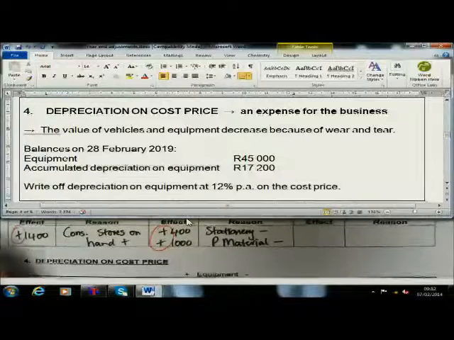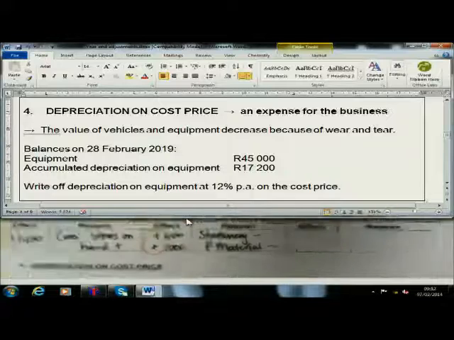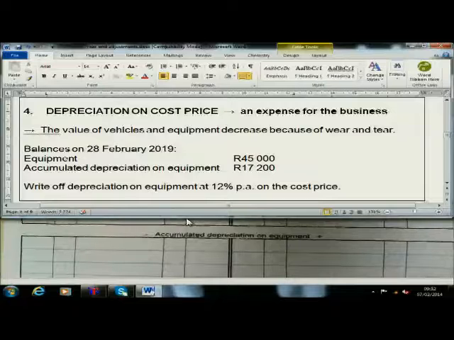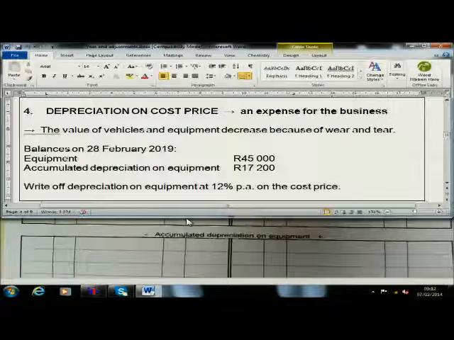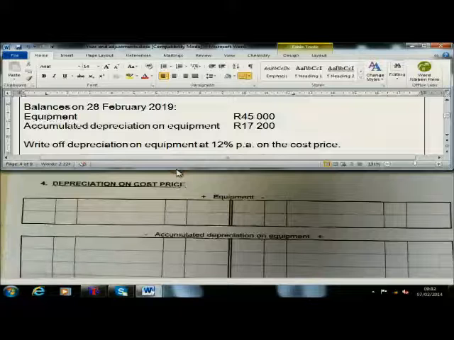Depreciation on cost price. This is an expense for the business. Value of vehicles and equipment decrease because of wear and tear. On the last day of the year, we've got equipment worth of 45,000 rand. We've got accumulated depreciation in equipment to the value of 17,200 rand. And we write off depreciation on equipment at 12% per annum on the cost. Very important to see that it's on the cost.